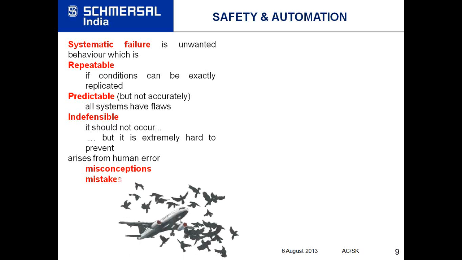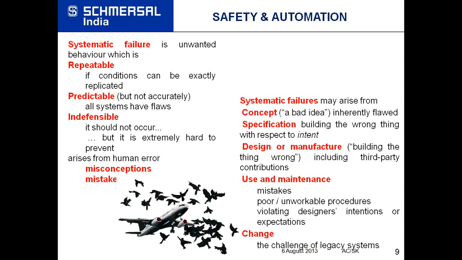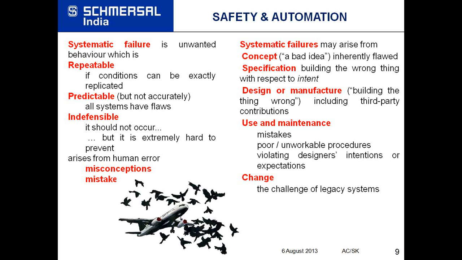And systematic failures also arise from concepts and specifications, building the wrong thing with respect to intent. It means we don't have any intention, but then we don't know about the repercussions. Then design or manufacture, like building the wrong thing, again, including third-party contributions.